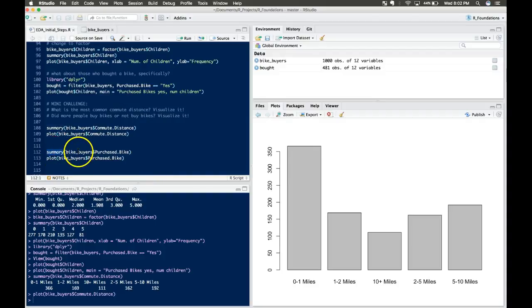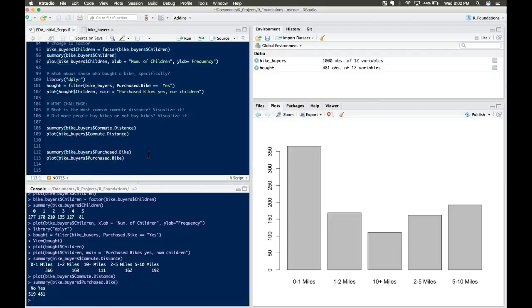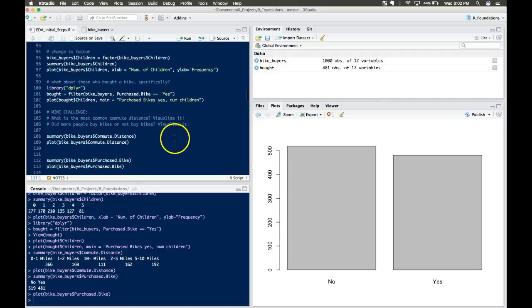So now let's look at summary, bike buyers, and we're going to look at how many purchased a bike. So we have a simple yes, no down here, and most people didn't buy a bike. So if we plot it, here we have no's and yeses. So very helpful, super straightforward, and it just compares it really easy and really quickly for you.